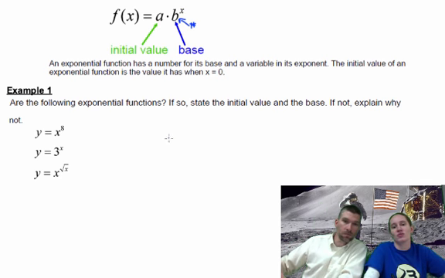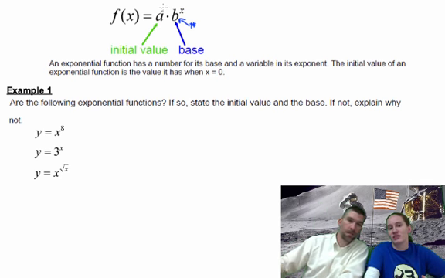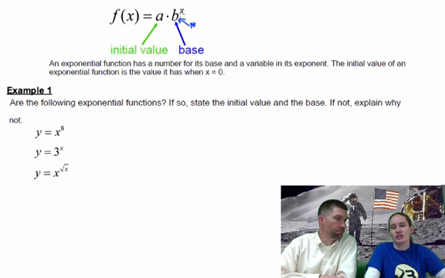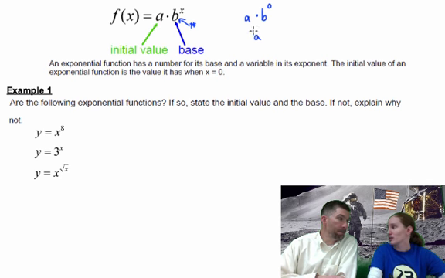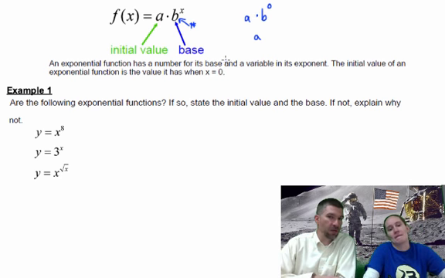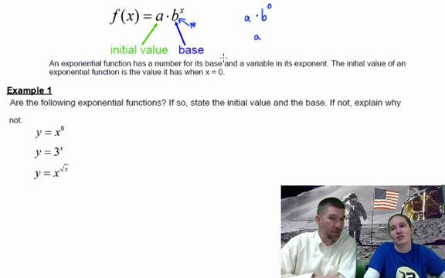If there's a number multiplied in front, that's going to be your initial value, because if you plug a 0 in, anything to the 0 power is 1, which gives us a. So if there's a number in front, your initial value is that number. If there's not a number in front, your initial value is 1, because that's what is secretly in front. If it just says b to the x, how many b to the x's are there? Just 1.